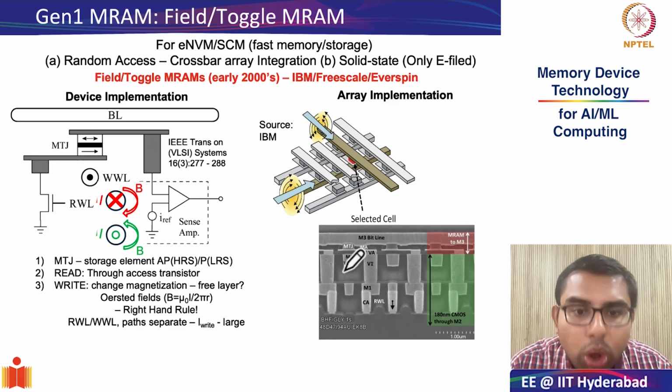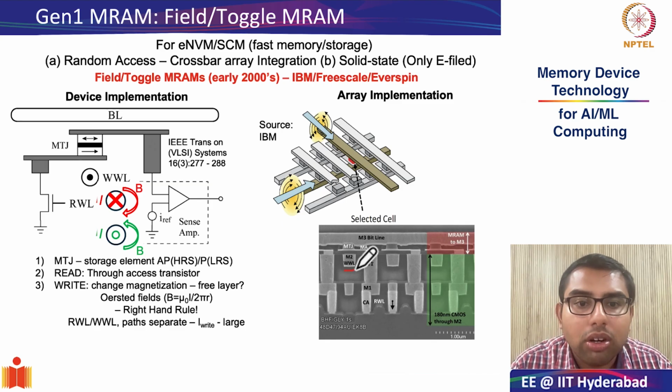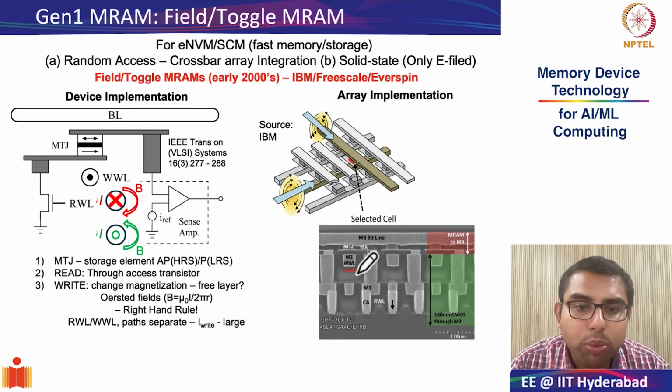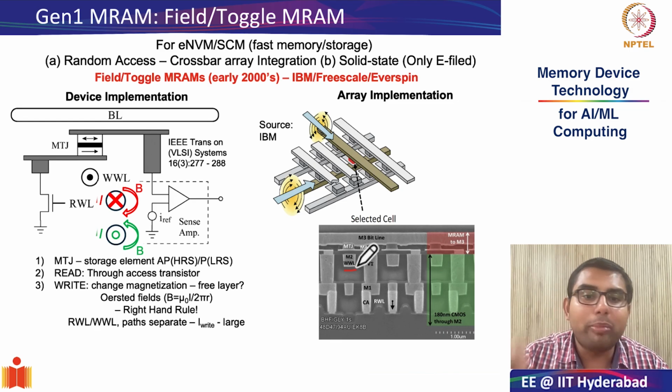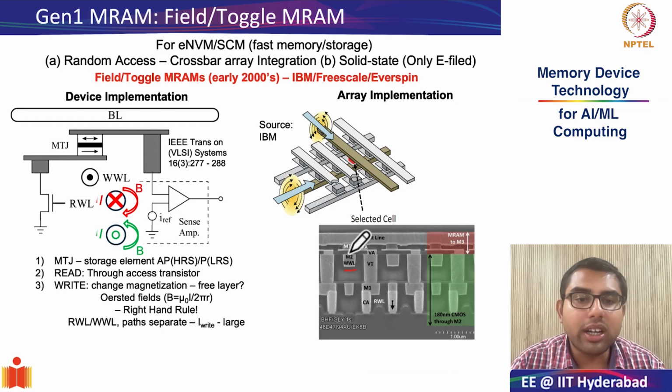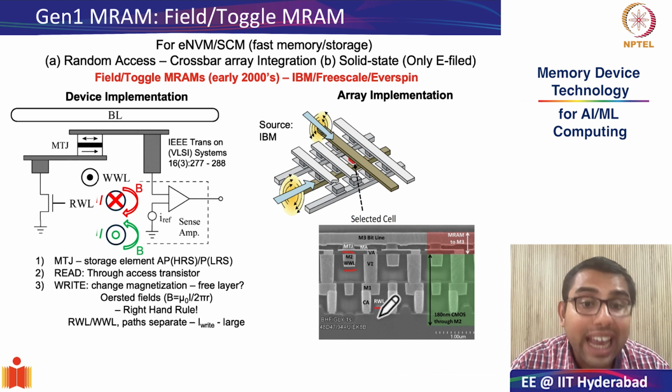There is also a separate word line for write. This is the write word line. And the write word line, because it causes the magnetic field, is situated very close to the MTJ, whereas the read word line is connected to the gate of the access transistor.